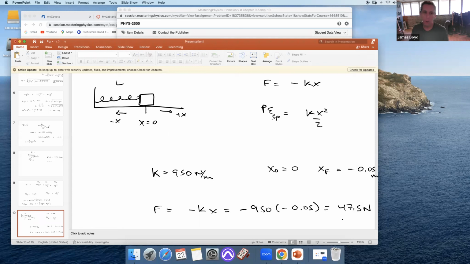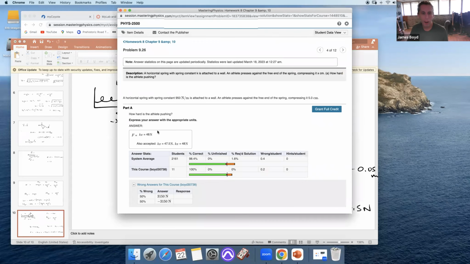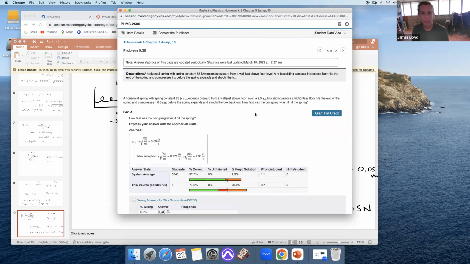The person pushing would actually have to push in the negative direction, but this is the force of the spring, which is why it's positive, and this is the force of the push. But they just want the magnitude of how hard it's pushing, which is pretty standard in springs.